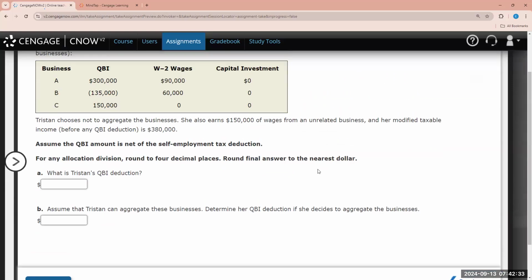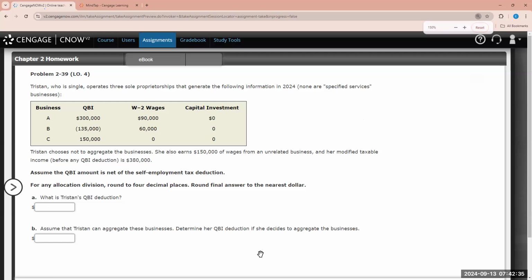All right, this brings us to the last question. Here it asks, what is Tristan's QBI deduction? Assume that Tristan can aggregate these businesses. Determine her QBI deduction if she decides to aggregate the business.